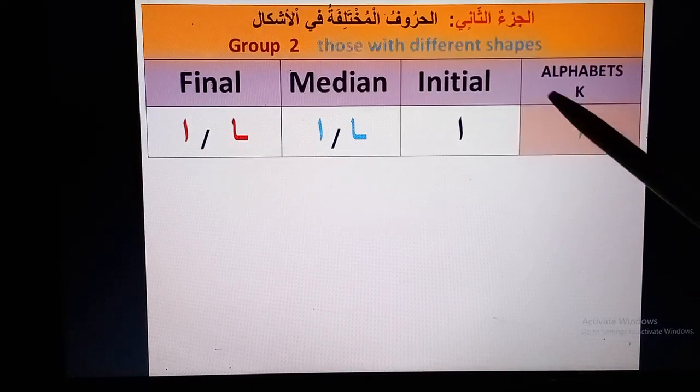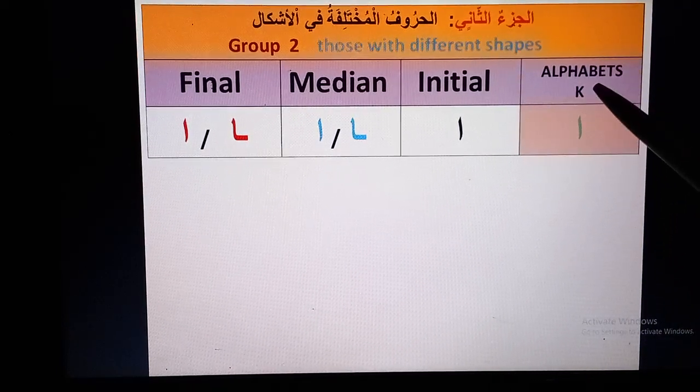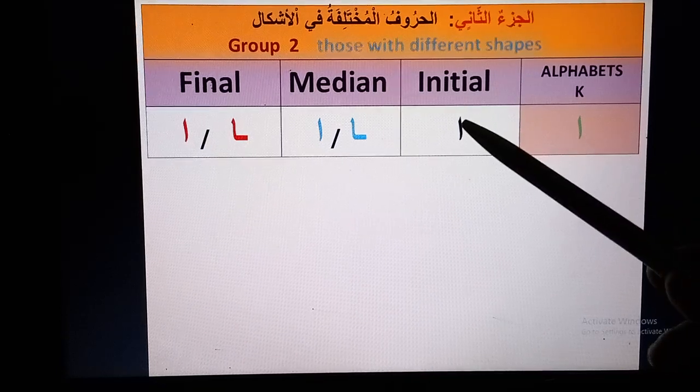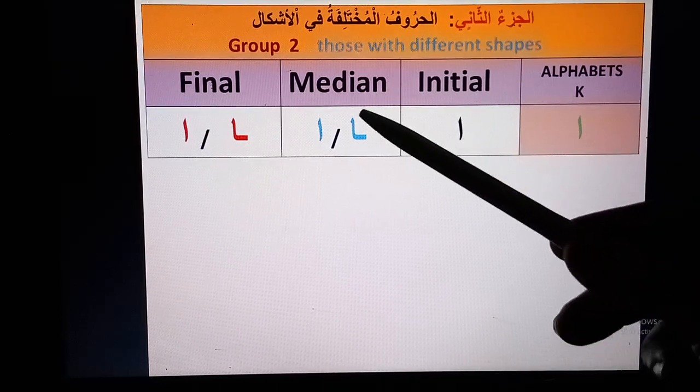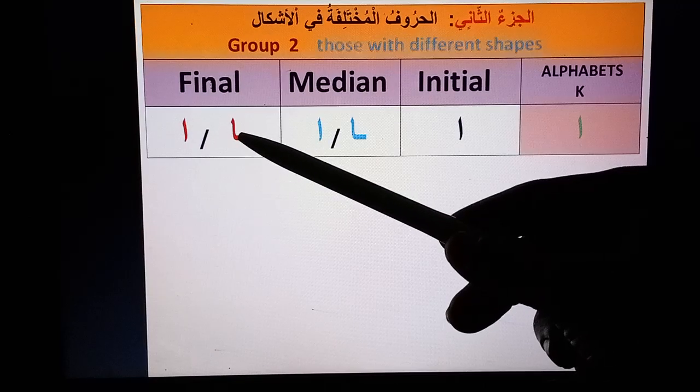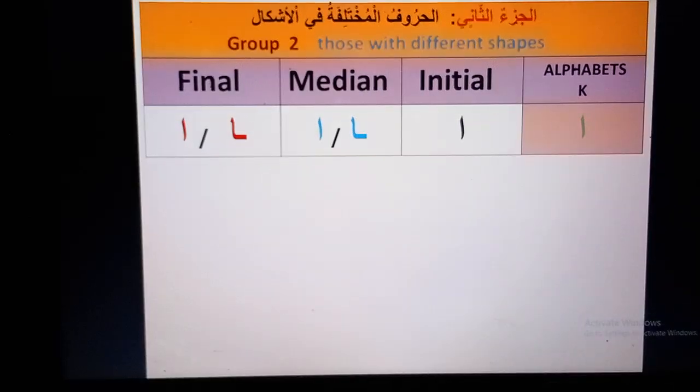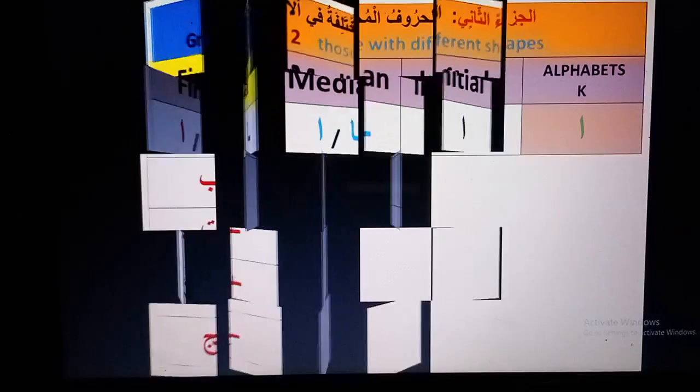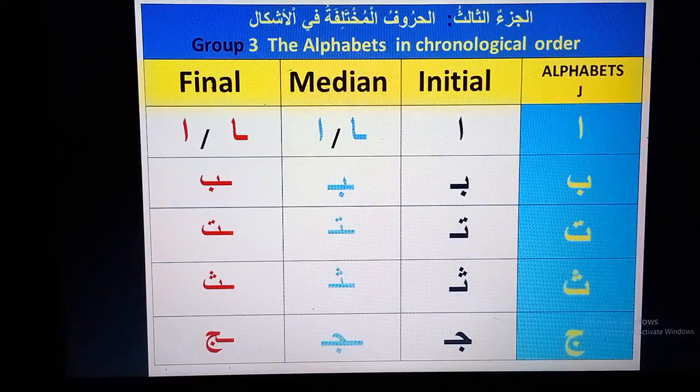So this is the last one of group 2, alphabet K: Alif. Alif at the beginning of a word has this shape, at the middle this shape, and at the end, this is the shape it gets. So this is the end of group 2. Now we can read them all together. To help us understand more: whether they get fatha, kasra, damma, or sukun, the shape does not change.